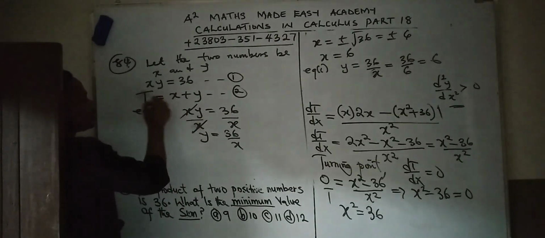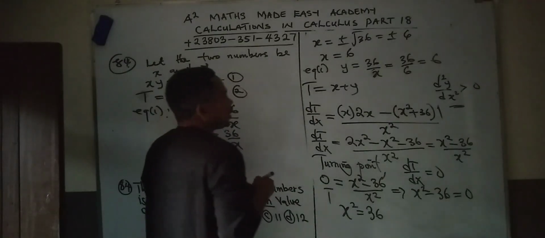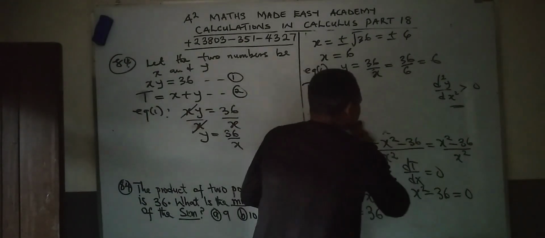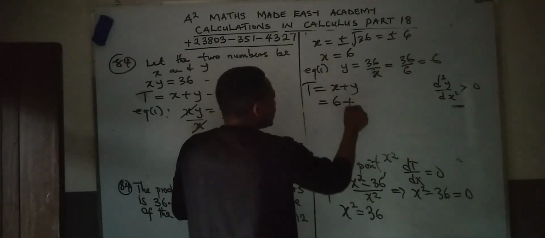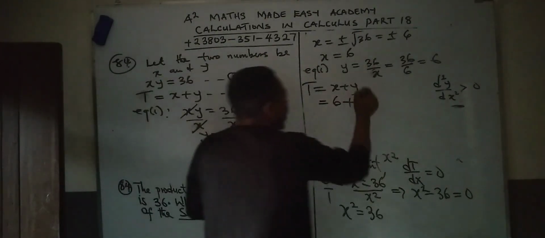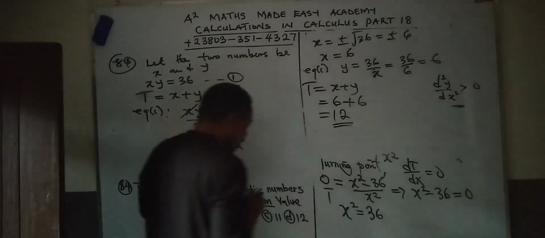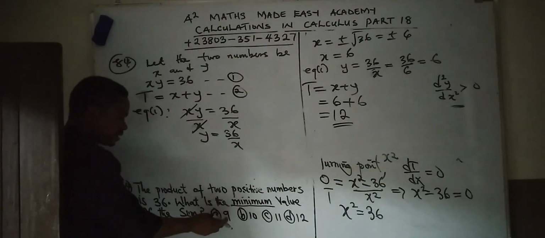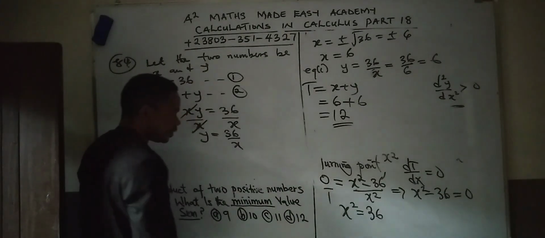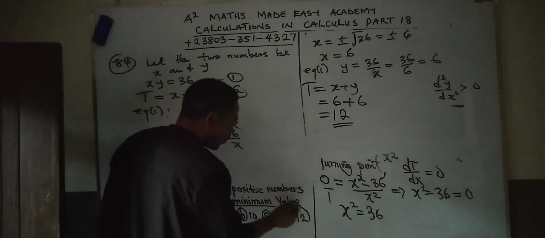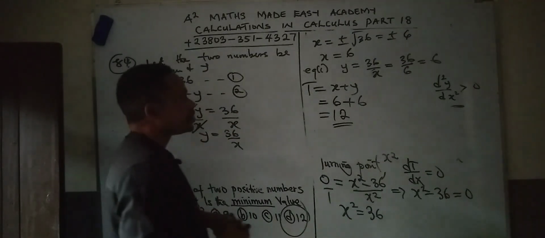Look at the sum. We say it is t equal to x plus y. Do we know x? Yes, x is 6. Do we know y? Yes, y is 6. Finally, 6 plus 6 will give me 12. Let's check the options. Option A says 9, no. Option B says 10, no. Option C says 11, no. Option D says 12. The correct answer is option D, which is 12.